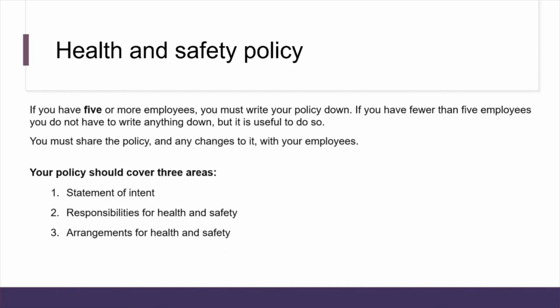And then Part 3, arrangements for health and safety. You should give details of the practical arrangements you have in place, showing how you will achieve your health and safety policy aims. This could include, for example, doing a risk assessment, training employees, and using safety signs or equipment.